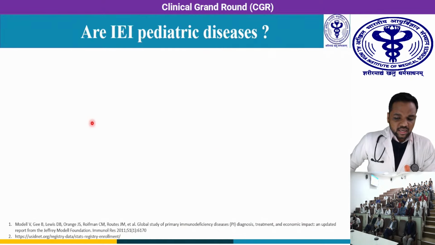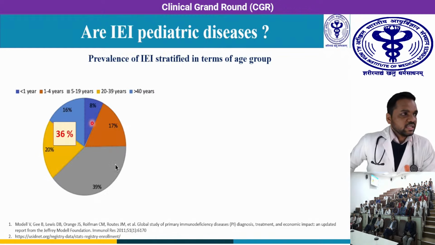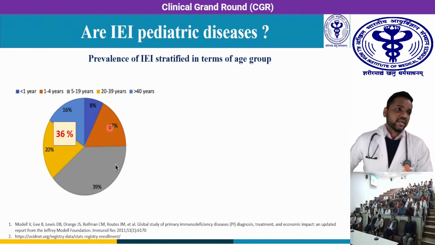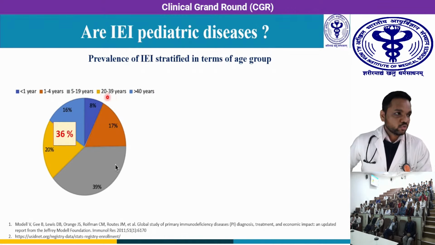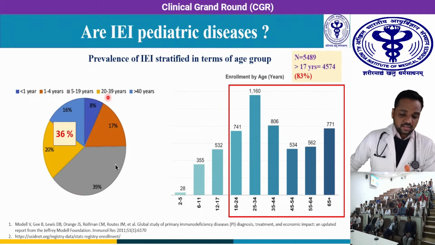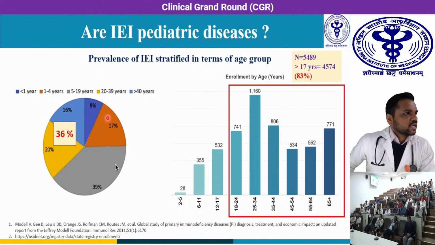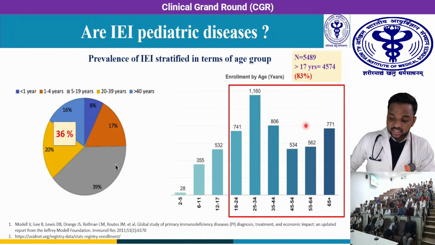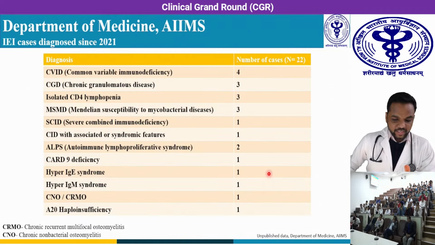The second question is, are IEI pediatric diseases? If we see the prevalence in adults, this is 2011 data, in which 36% of cases were diagnosed in the age group of more than 20 years. But down the years, more and more cases are being diagnosed in adults. We can see in the recent US IDN data, 83% of patients have been diagnosed at more than 18 years of age. So these disorders are being more recognized and diagnosed in adults now as compared to pediatric patients.